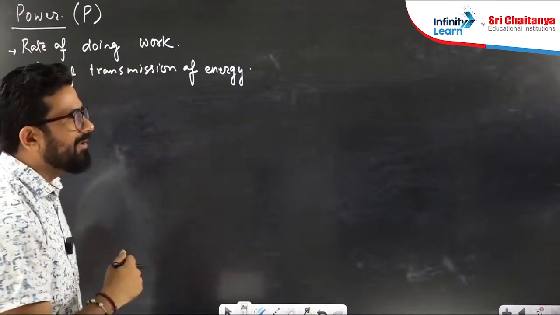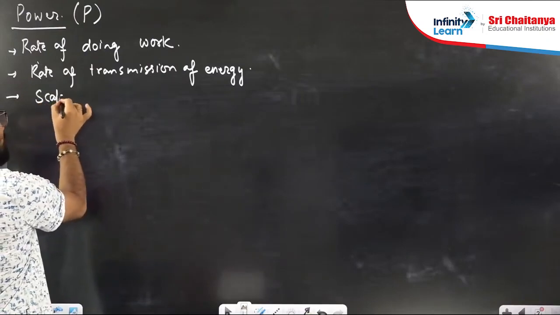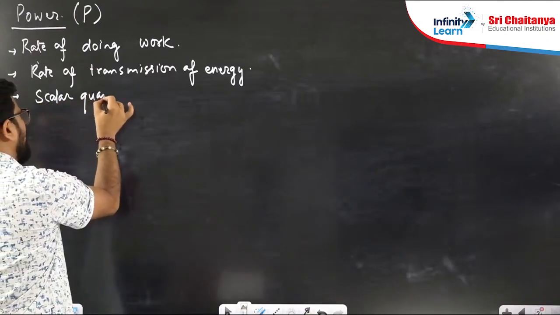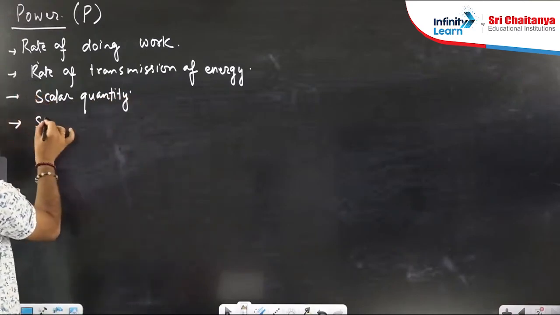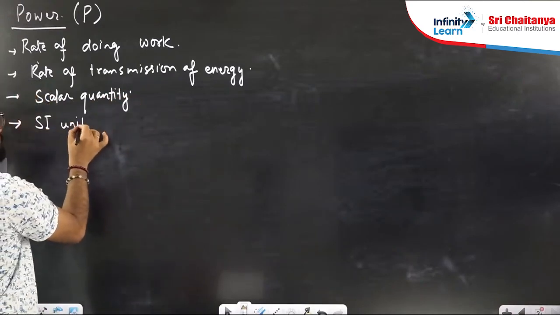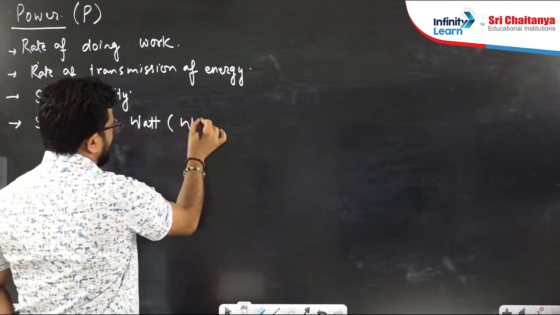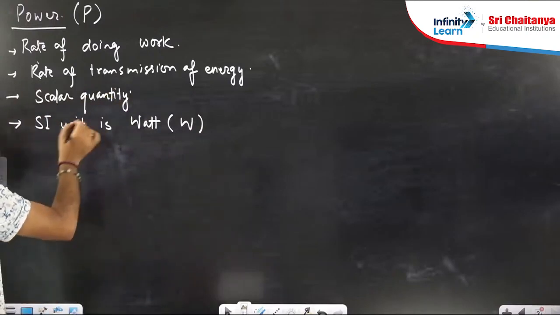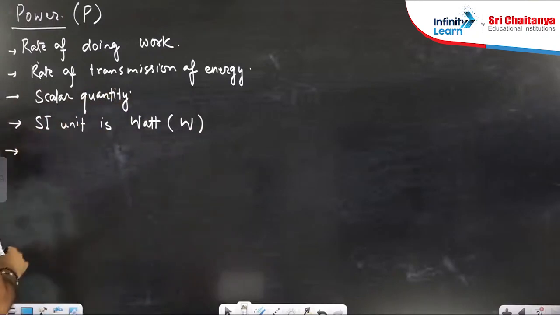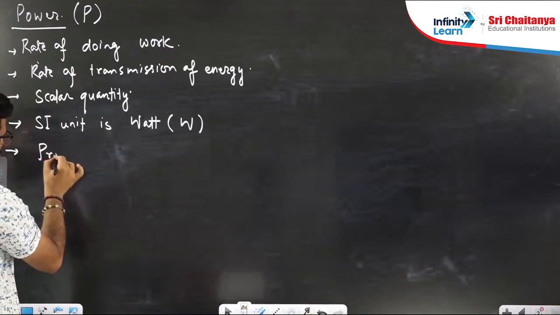Okay. So power is a scalar quantity. When we say this is a scalar quantity, its SI unit is the watt. We denote it by capital W. This is what we are writing. Okay. Sometimes we use some other units also, the conventional or practical units.